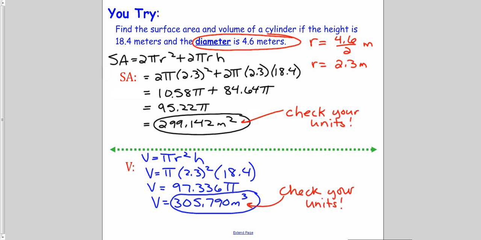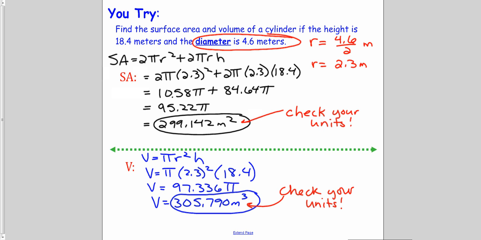Here are my solutions. My surface area was 299.142 meters squared. Check your units, please. My volume was 305.790 meters cubed. Again, check those units. If you need to write anything down, please pause the video here.